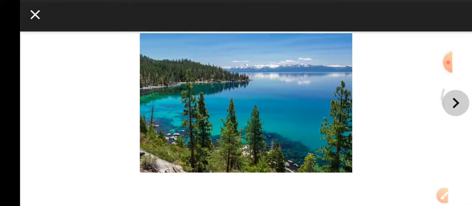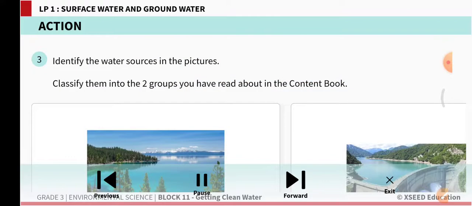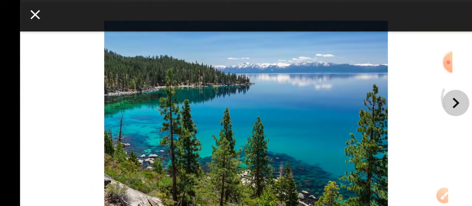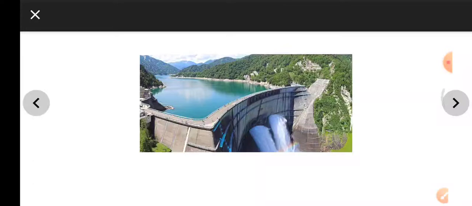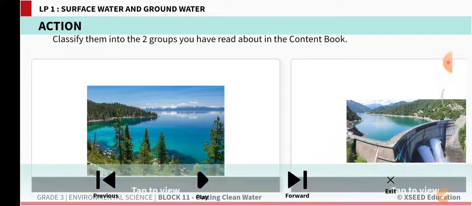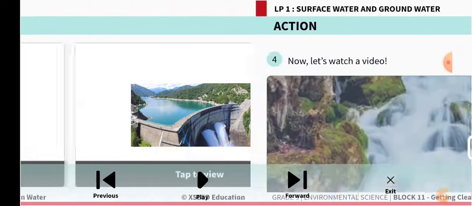Step 3. Identify the water sources in the pictures. So, if you look at this picture, try to find out what this is. This is a lake, right? What is this? This is a dam. When a river is flowing, if humans build a big wall to stop the flow of water, then it is called a dam, right? So next let's move on.